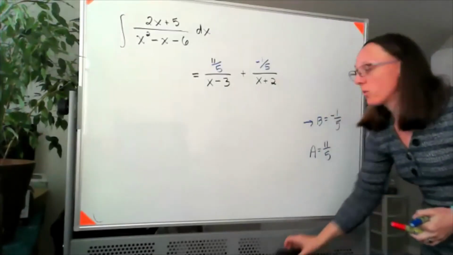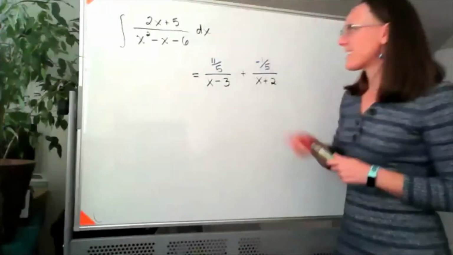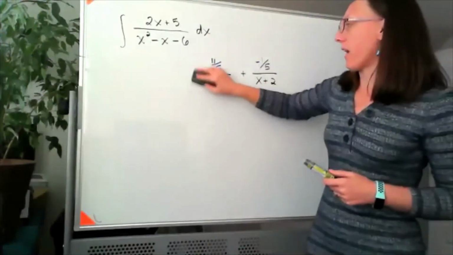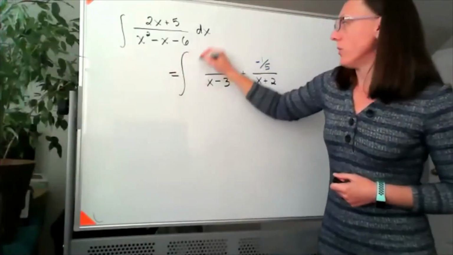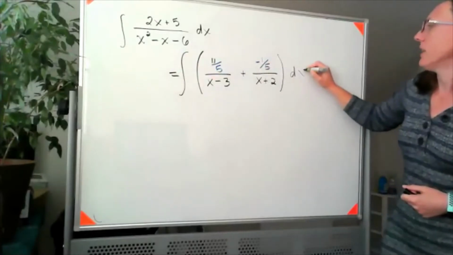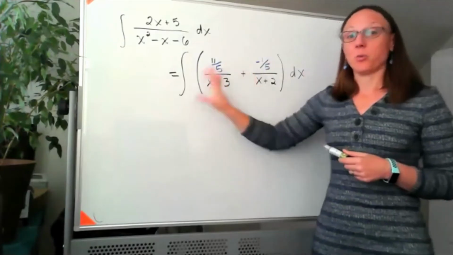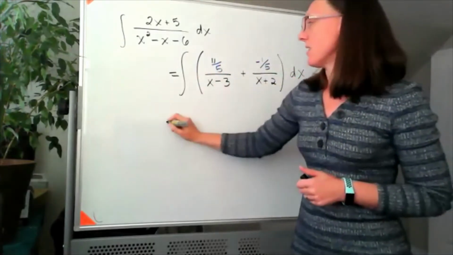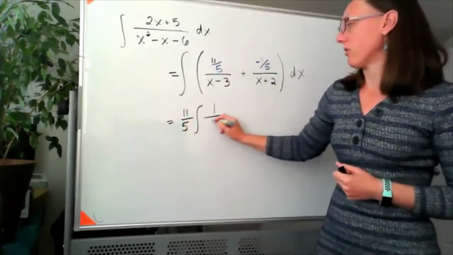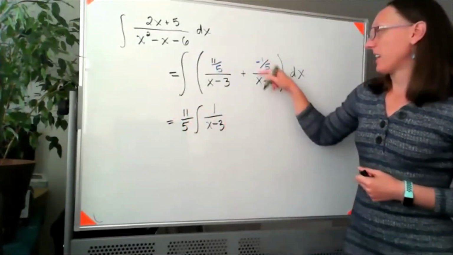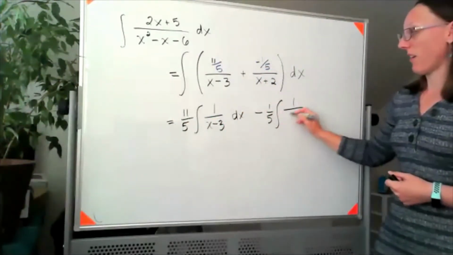So we did all this work, we did all that algebra, so that we can say that integral right there is equivalent to finding an answer for this integral right here, which we can break apart into two pieces, and I can take that 11/5 and pull it out in front of an integral, and then I can take that -1/5 and pull that out in front of my other integral.